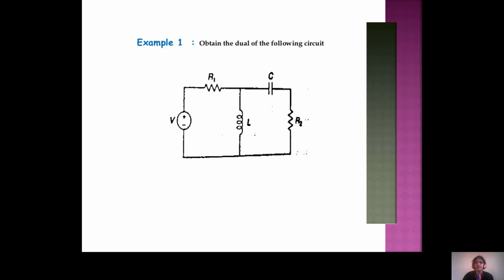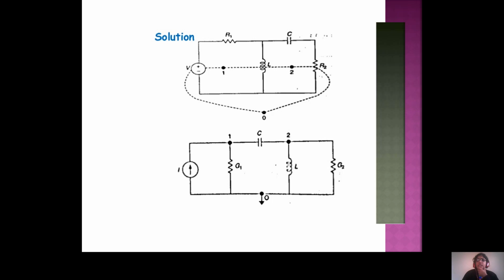So how do we draw it? Like this. We put one node for the first loop, a second node for the second loop, and the reference is 0. The inductor L is related to both the first and second loop, so we put a dashed line. But the voltage source is related only to the first, R1 is also related to the first, R2 is related to the second, and capacitance C2 is related to the second. So we put 1, 1, 2 and 0.